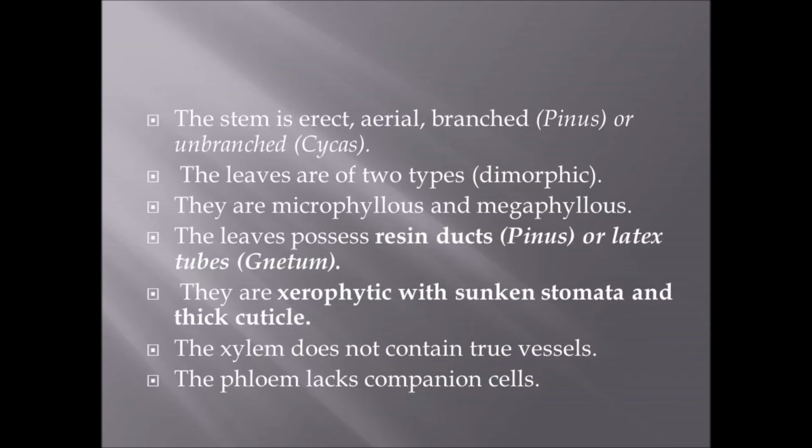So these are all some of the parts of the xylem. Simply for namesake, the xylem is present. A false vessel is present in the xylem, and the phloem lacks companion cells. Companion cells will be present on the sides of the phloem, so that is also absent.